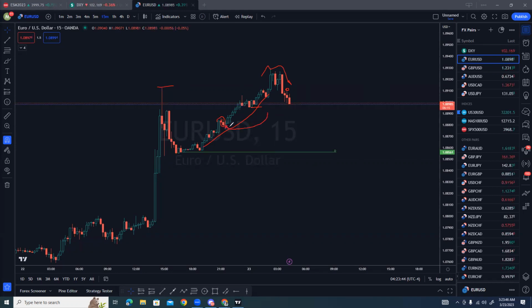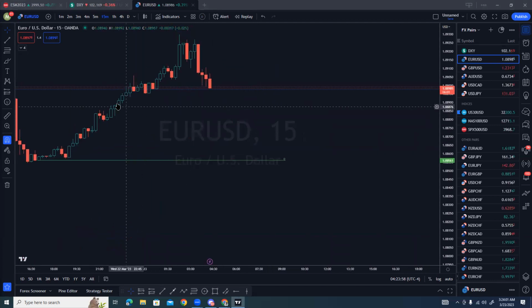I'm thinking here, and this could be somewhat of a low resistance liquidity run. Yeah, there you go. You have a fair value gap, maybe a little small one right there, but I think that's about it. 12 hours long. Well done.